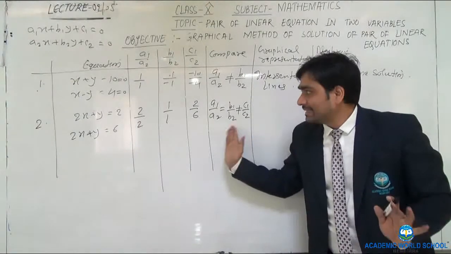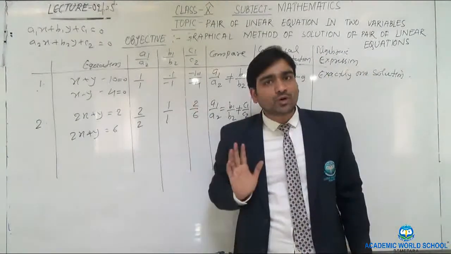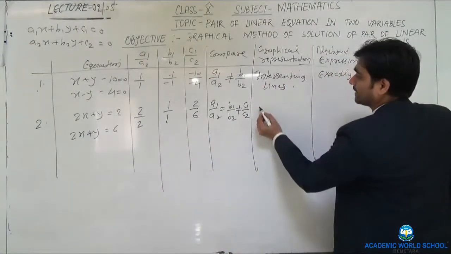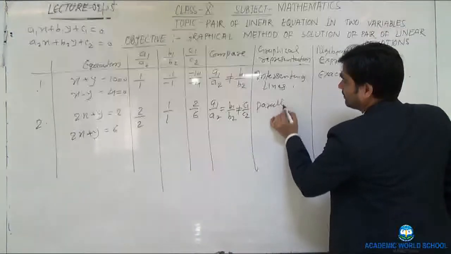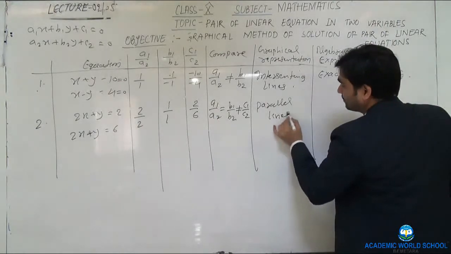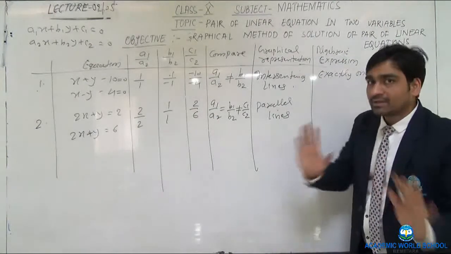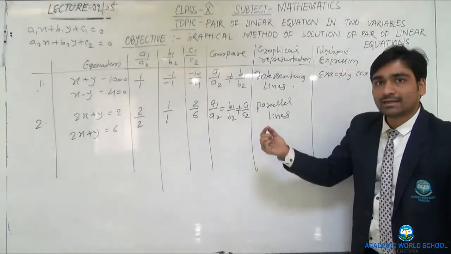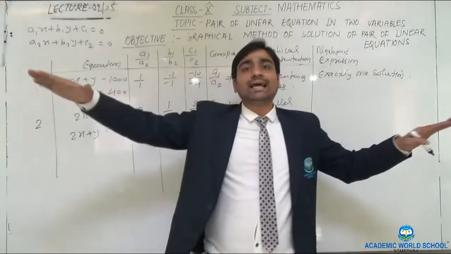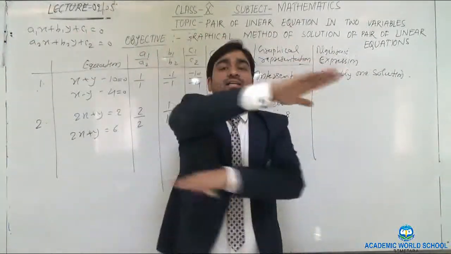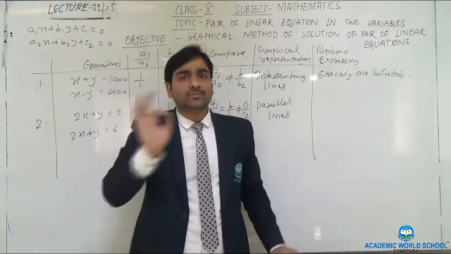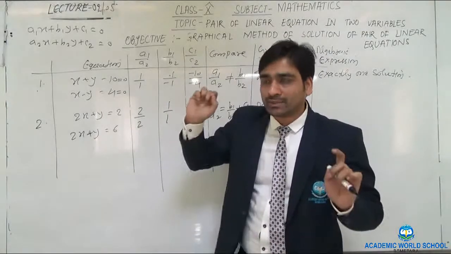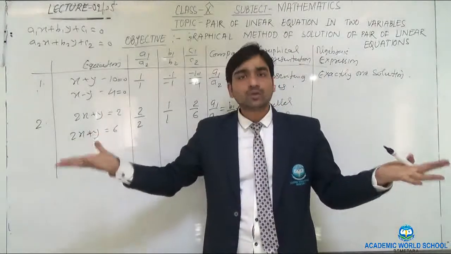So in this type of equation, which type of graph do we get? Recall parallel lines. Parallel line. That means if both lines go parallel to each other, there is no common point in between. If there is no common point between these two lines, that means no solution.